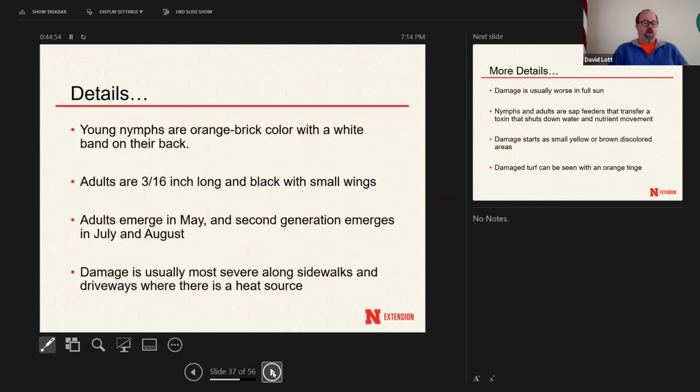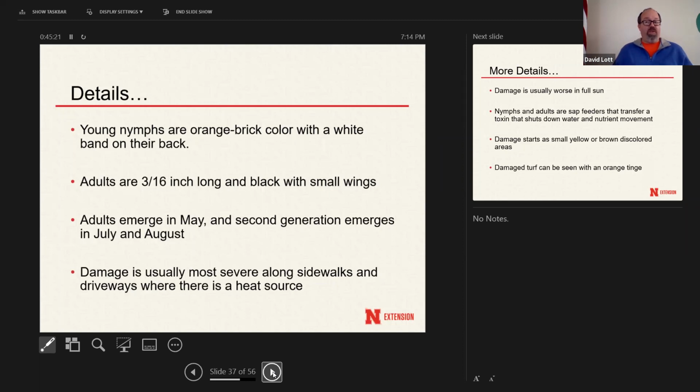So a nymph literally looks like a small chinch bug, and it just keeps on developing until you get to the adult. The adult is 3/16 inch long, and it is black, and it has small wings. They emerge in May, and the generation emerges again in July and August. And so you will start to see damage usually in June.